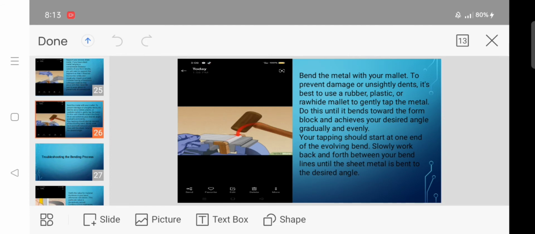Bend the metal with your mallet. To prevent damage or unsightly dents, it's best to use a rubber, plastic, or rawhide mallet to gently tap the metal. Do this until it bends towards the form block and achieves your desired angle gradually and evenly. Your tapping should start at one end of the evolving bend. Slowly work back and forth between your bend lines until the sheet metal is bent to the desired angle.